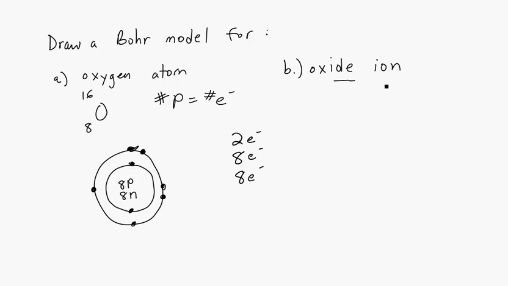So for the ion, the nucleus is going to be exactly the same. Now, we've talked about why atoms form ions. The result of forming an ion is a particle that has a lower energy overall. Another way to say that is it's more stable. And the particle is more stable if it has a full shell or full energy level.